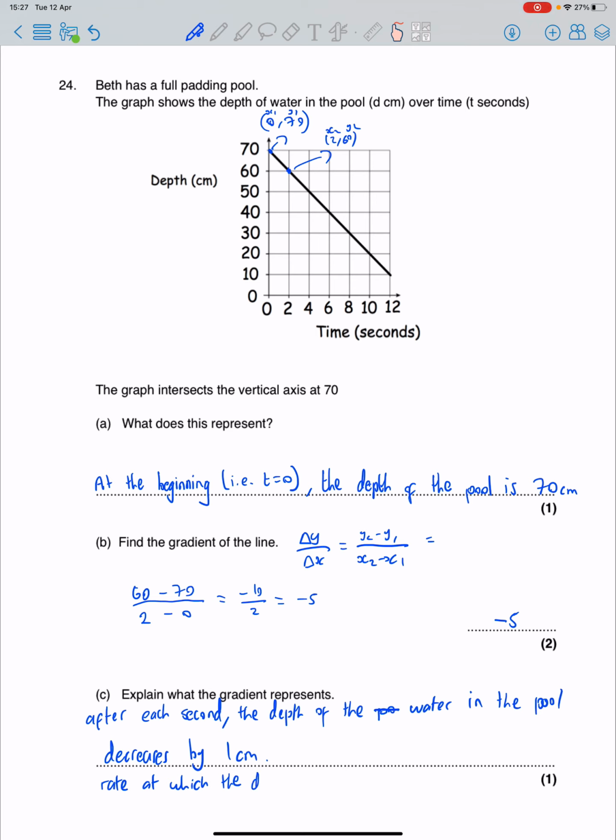So it's essentially the rate at which the depth of the water in the pool decreases. Okay, that is it for this part. I'll see you in the next part, guys.